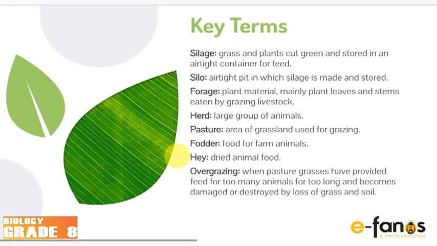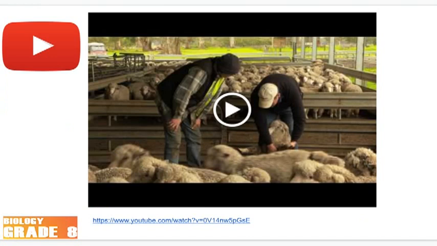Hay is dried animal food. Overgrazing is when pasture grazers have provided feed for too many animals for too long and the pasture becomes damaged or destroyed by loss of grass and soil. Here's a video going into the agricultural practices of raising cattle.